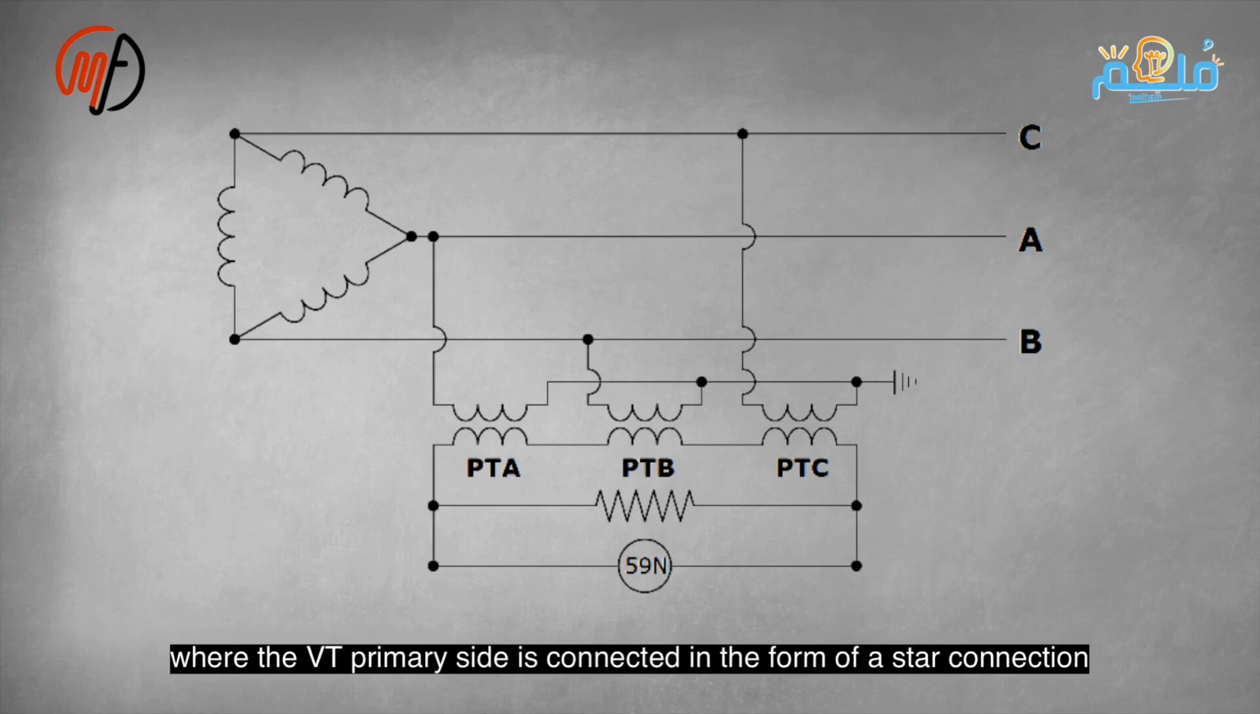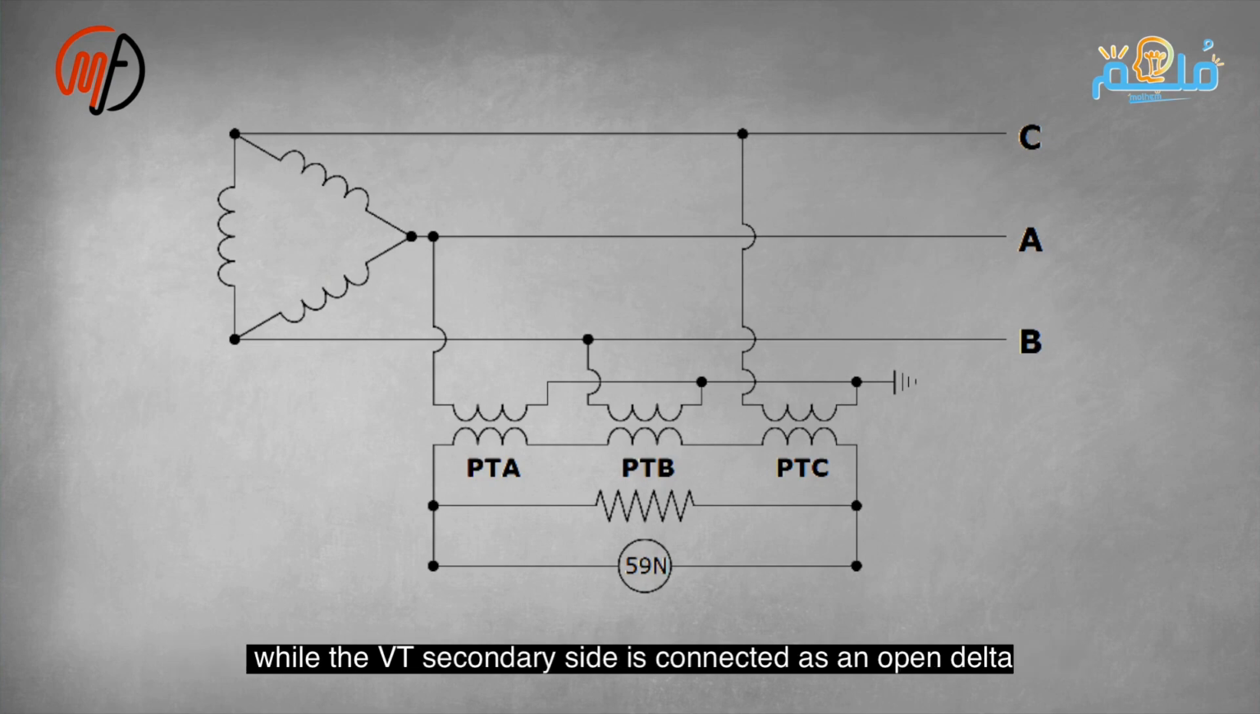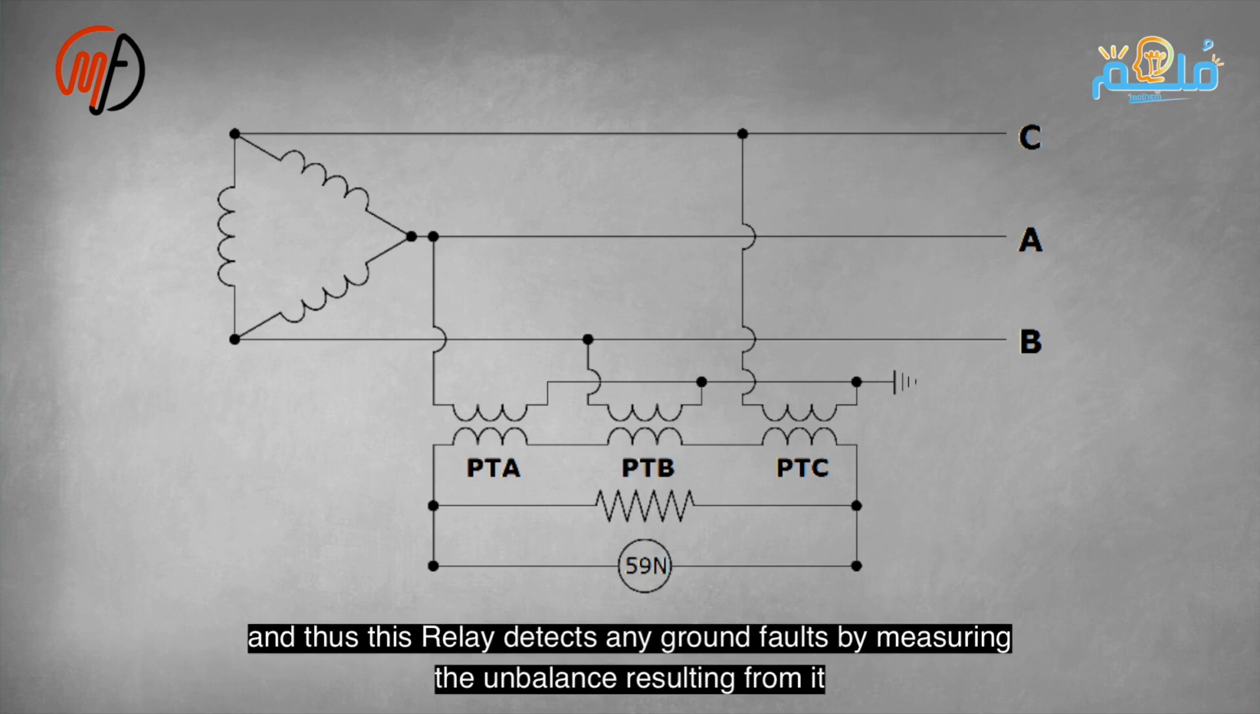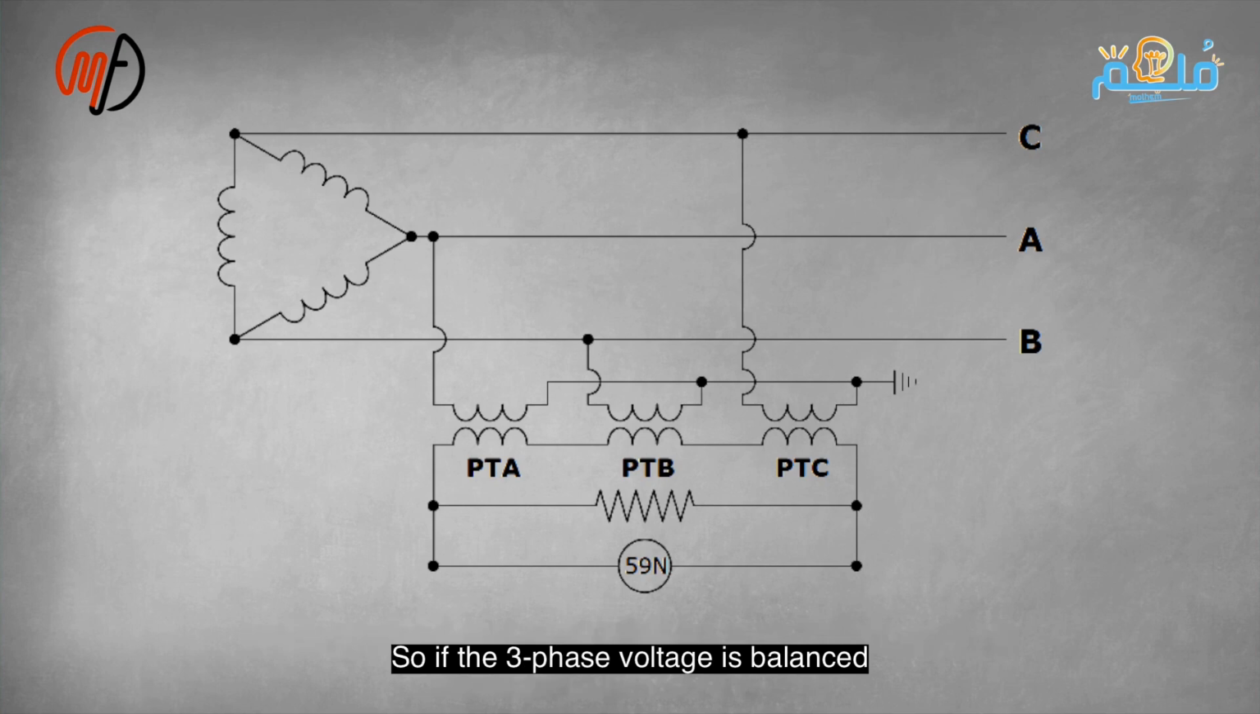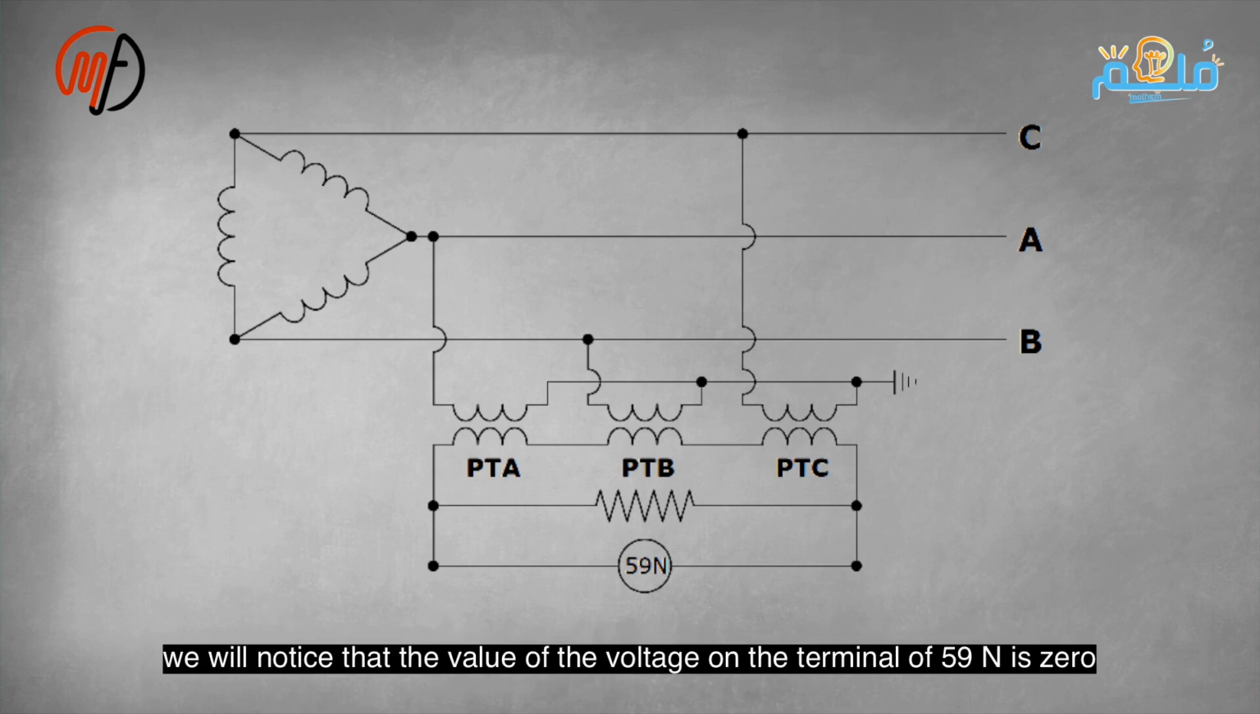The primary side of the 3 VTs is connected in a star connection, while the secondary side of the 3 VTs is connected in an open delta. This relay detects any ground faults by sensing the unbalance that arises from them. If the three-phase voltage is balanced, we will notice that the voltage at the terminals of 59N is 0.